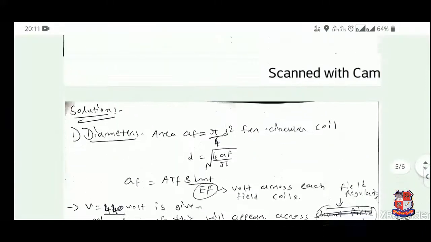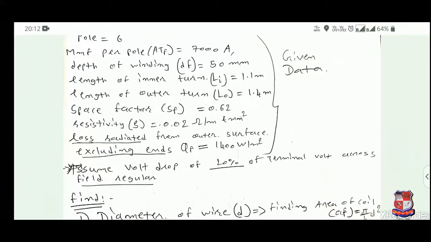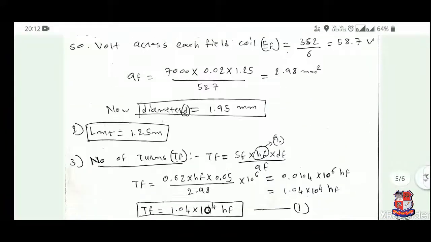So for that, see what is given in the example. We have the loss radiated from the outer surface, QF equal to 1400 watt per meter square. It indicates excluding ends. That means the loss radiated from the surface, but it is not covering the excluding areas. So we need to consider the length of outer turn. So how are we considering this length of outer turn? Let's see.